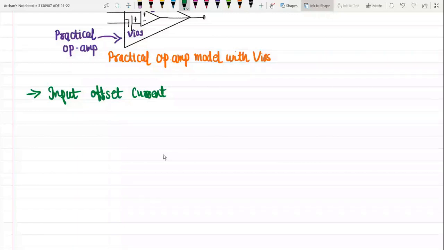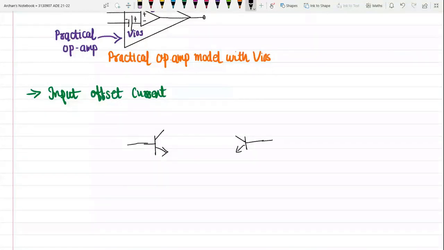Let me try to draw it one more time. We do have these transistors, so we will have two different transistors. Now the bases of these two transistors will act as the two inputs like this.